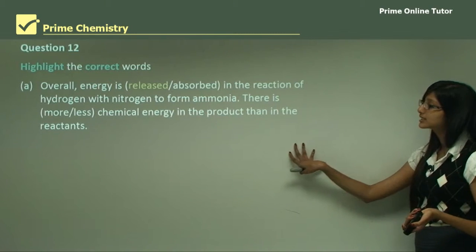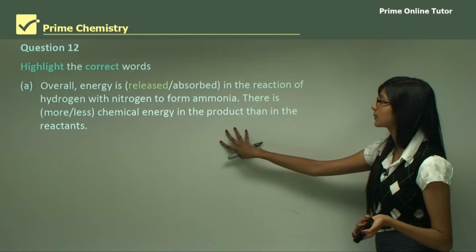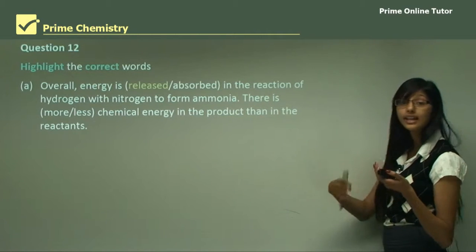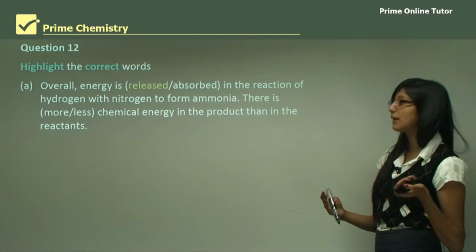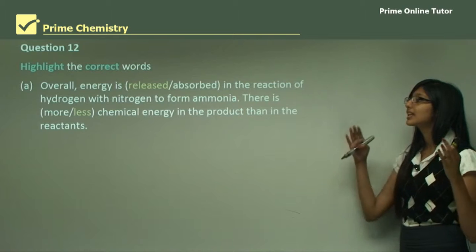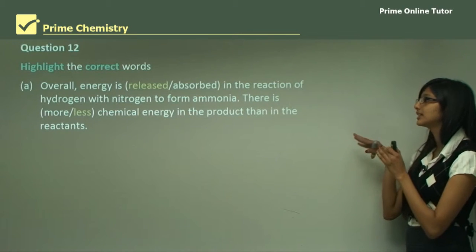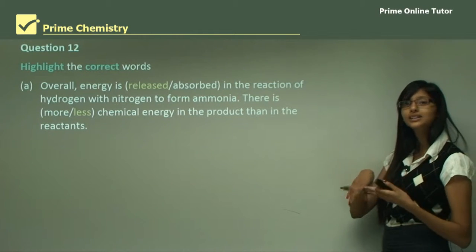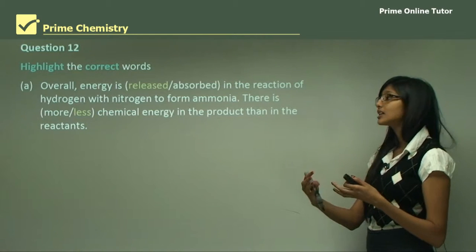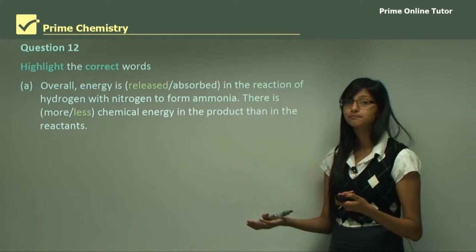And there is more or less chemical energy in the product than in the reactants. So again, it's an exothermic reaction, and what does that mean? It means that there is less chemical energy in the product than in the reactants, because it's an exothermic reaction. So the energy is released.